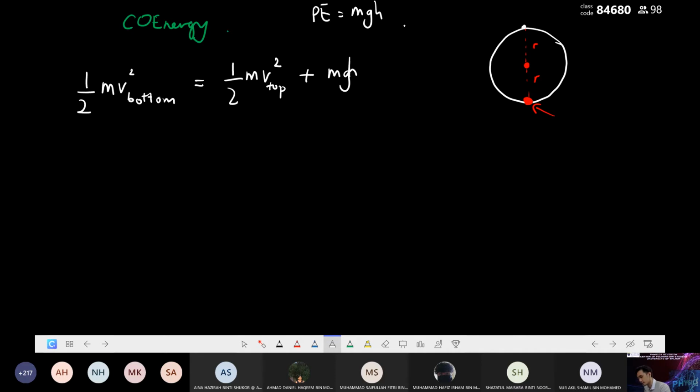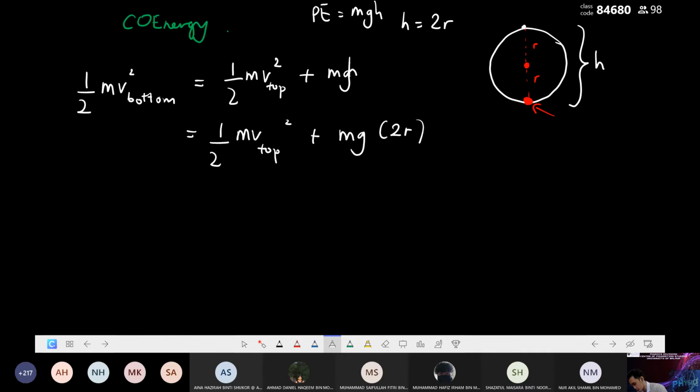Okay, now what is h? H is from here to here. So this is H. Diameter. Diameter or 2 times R, right. So then I substitute again half mv top to the power of 2 plus mg multiplied by 2R. Okay, this one is half mv square bottom.